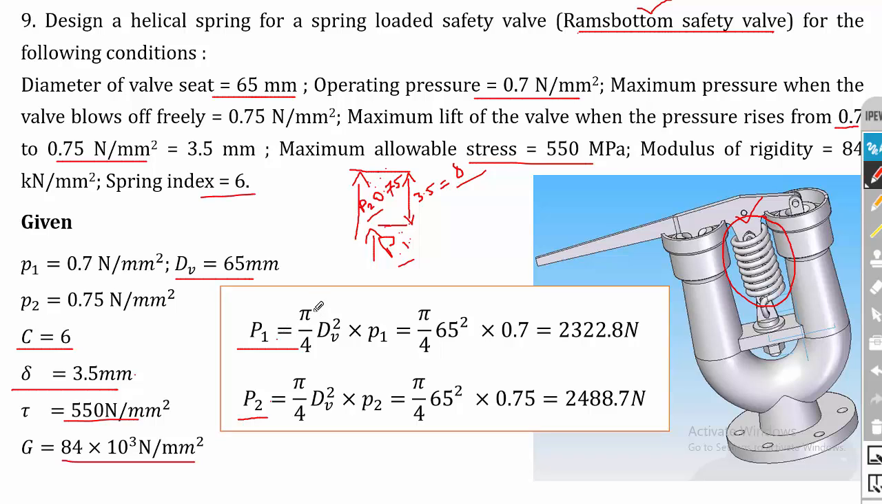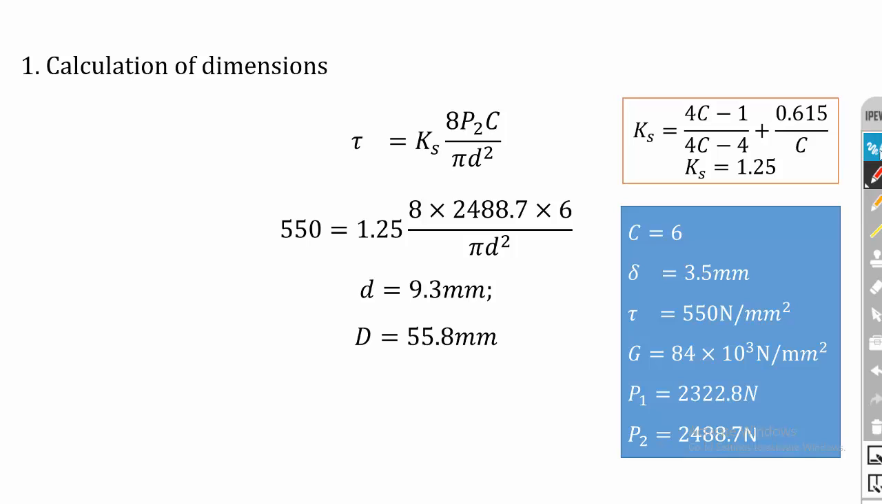So P1 is equal to pi by 4 dV square into small p1. Substitute the value of dV and p, so that the minimum load is 2322.8 Newton. Then for maximum load, substitute the maximum pressure value. It is 2488.7 Newton. So after calculating the P1 and P2 value, we can start the design procedure. So the first step is calculation of dimensions.